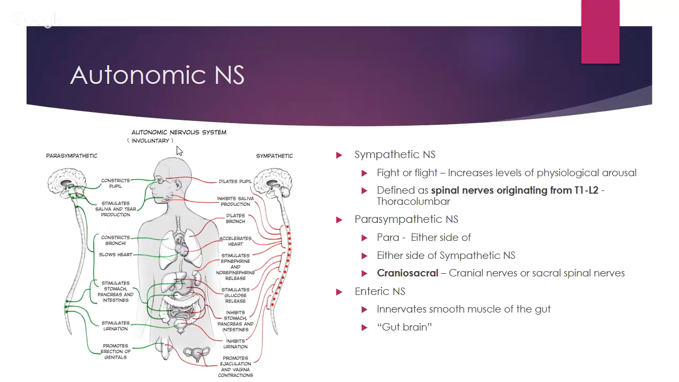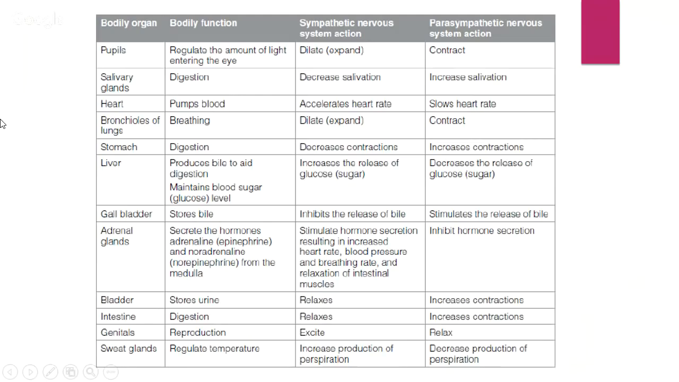So the sympathetic nervous system is defined as spinal nerves that carry autonomics that originate from T1 to L2, or have a thoracolumbar distribution, and then the parasympathetic nervous system, para meaning either side, is either side of that. So you have a craniosacral division, a craniosacral distribution of those nerves. You also have the enteric nervous system, which is the gut brain, but you guys will have plenty of fun with that next year.